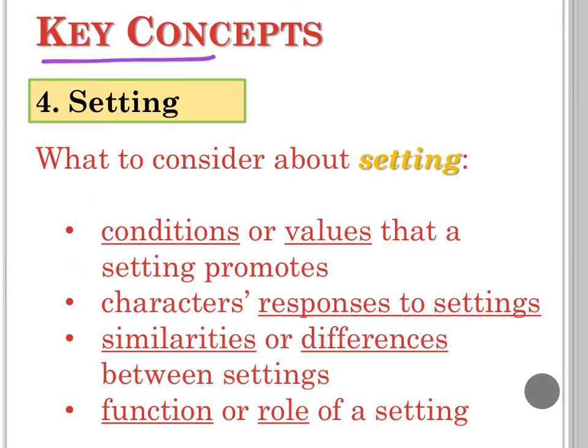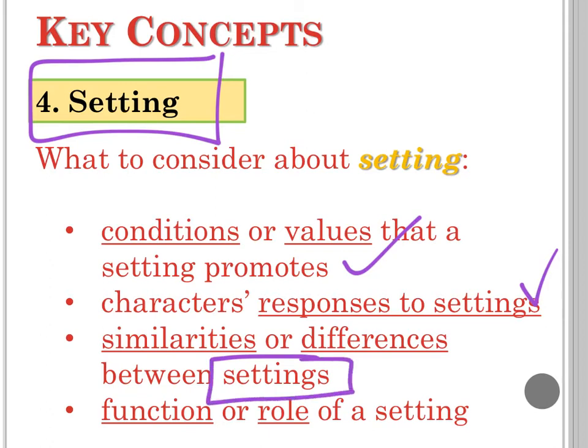Another possible topic is setting. Some things to consider: conditions or values that a setting promotes. When you look at a particular setting, is there a particular idea that the author is trying to convey through that setting? You can take a look at a character's responses to a setting. You could take a look at how settings in a text are similar or different from one another. And then, of course, the last thing you could pay attention to is how a setting functions in a text. What's the point of it? Why does the author include it in the text, essentially?